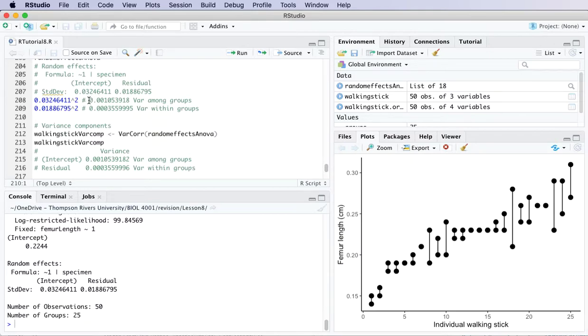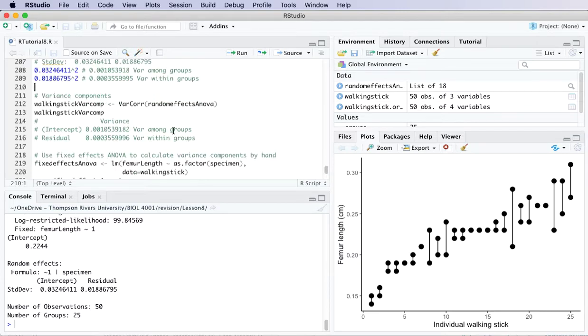So it sounds like what we want to do is come up with some kind of measurement that compares these two numbers in a way that we can assess the relative size of the variance among the groups and the variance within the groups. And something that does that is called the repeatability, also known as the intraclass correlation.